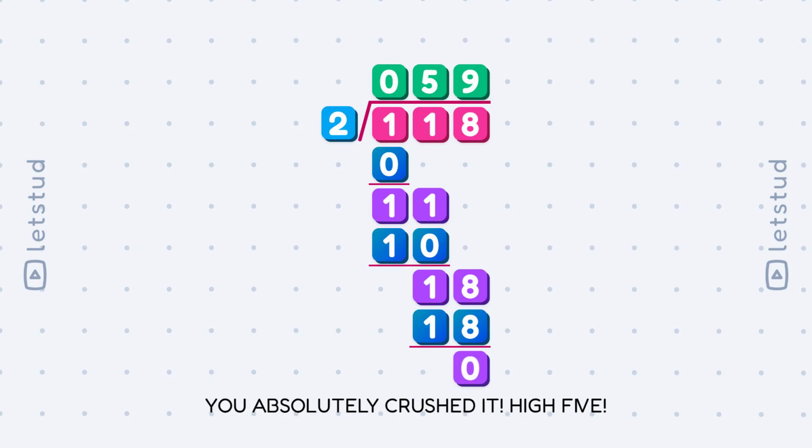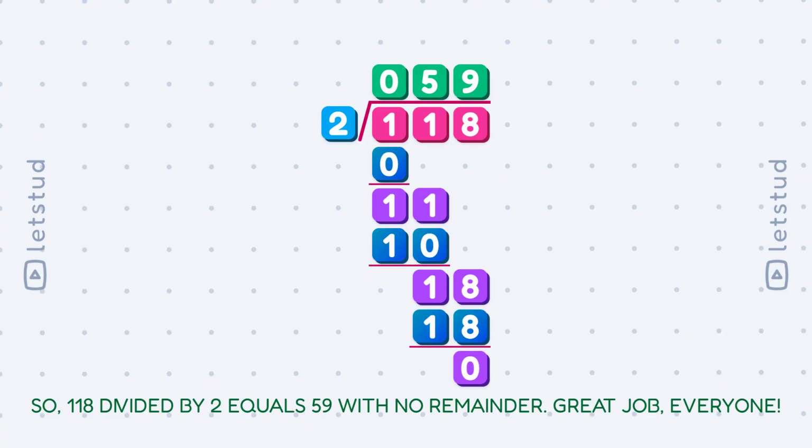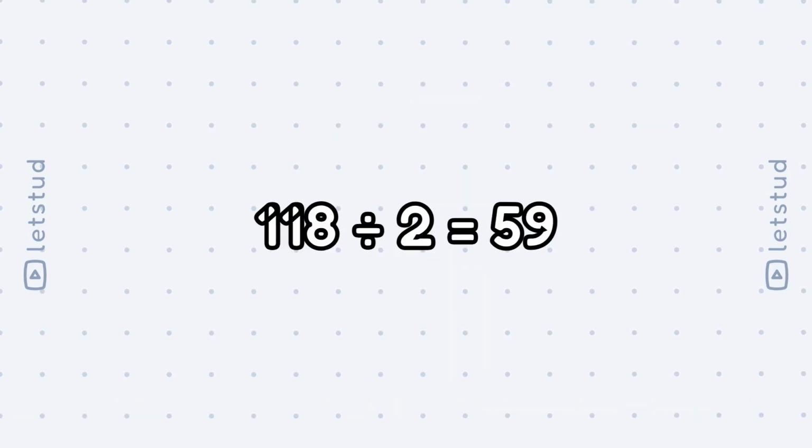You absolutely crushed it. High five. We've divided 118 by 2. The answer is 59. So 118 divided by 2 equals 59 with no remainder. Great job, everyone. We've successfully divided 118 by 2 step by step. Remember, practice makes perfect, and you're all doing fantastic.